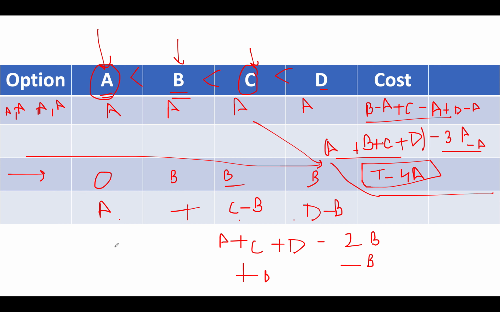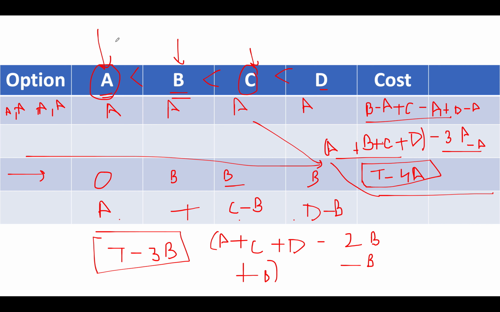What do I get? I'll get total, this is total minus 3b. So this becomes the second possibility of the answer. Let's try to look out for more possible options.